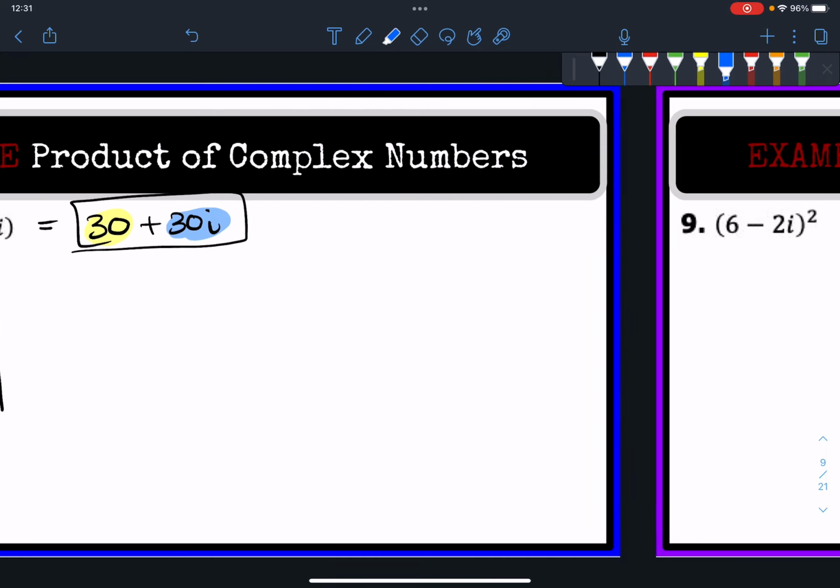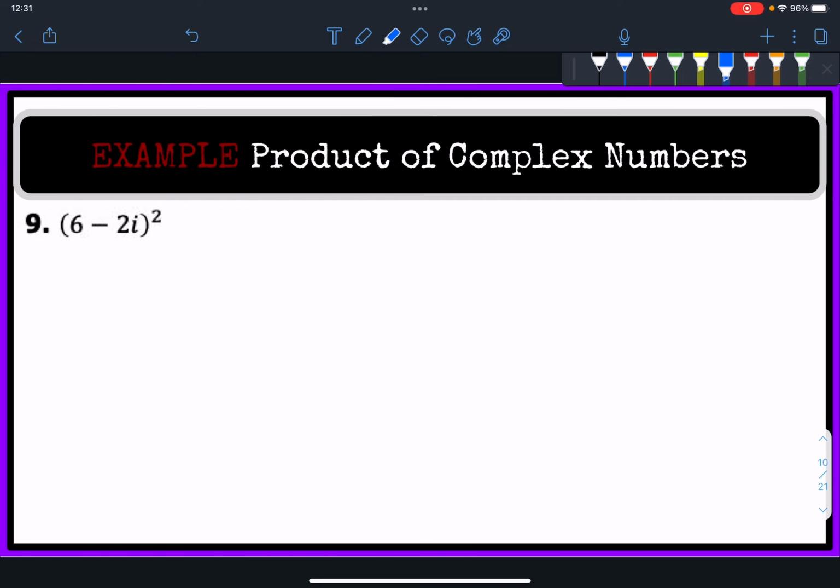And lastly, I cannot forget to do an example like this because I want to avoid people making this mistake. This is not the same as simply raising 6 to the second power and 2i to the second power, okay? This is not the way we do this. These are mistakes that I want to avoid. 6 minus 2i to the second power means we have 6 minus 2i and 6 minus 2i. So this is the way we simplify this. We have two factors of 6 minus 2i. So we can then just use either the box method or the distribution to get our solution.